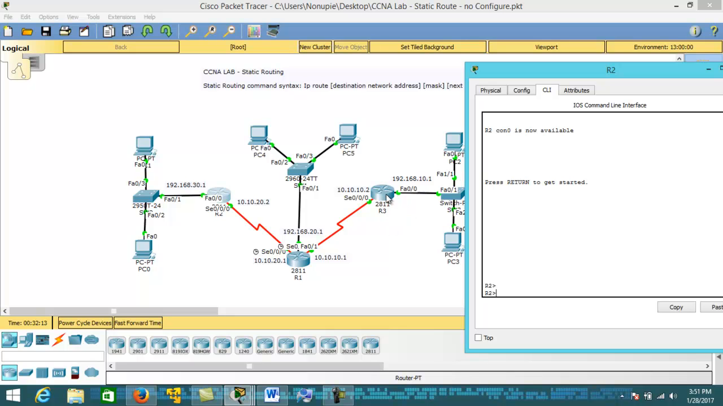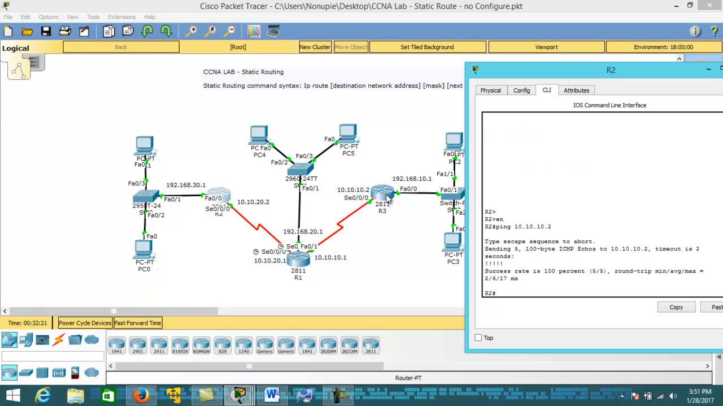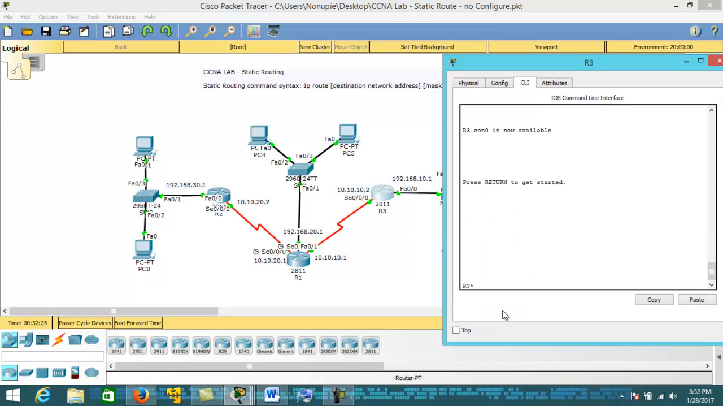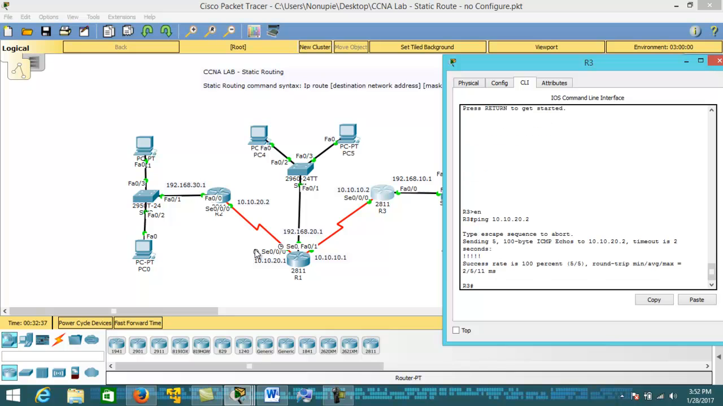So let's see whether this router will be able to ping this router or not. Ping 10.10.10.2. See, the ping is successful. Alright, so let's go on router R3. Before, it was not able to ping this router. Let's see now whether it will be able to ping. Ping 10.10.20.2. Hooray, so we are done. The success rate is 100%, perfect.